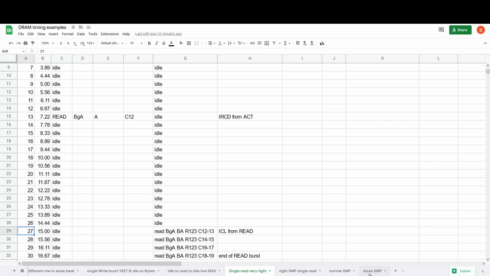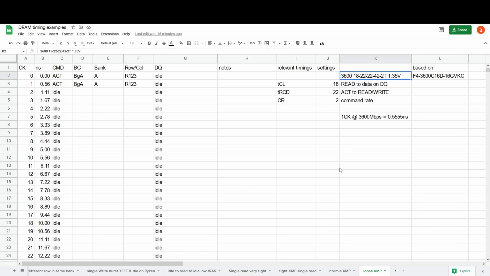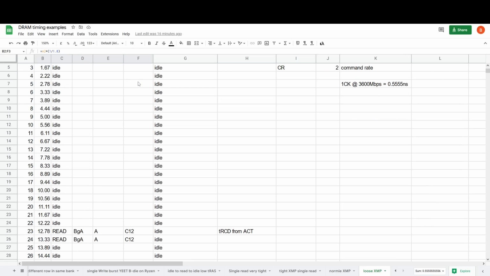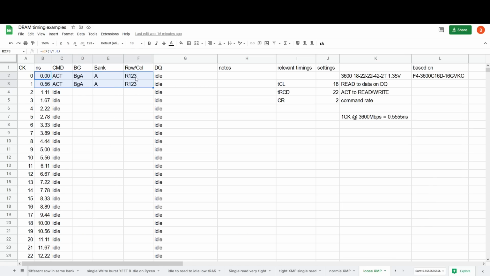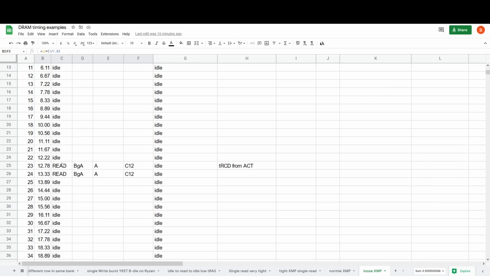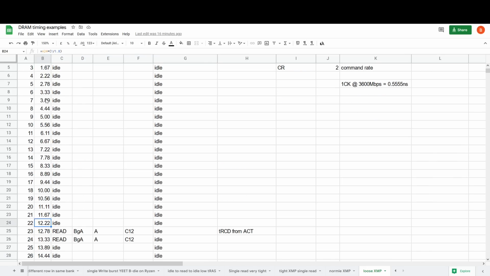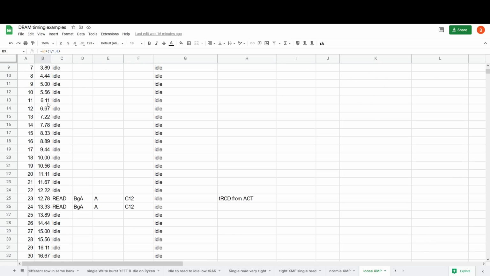And now we get the loose XMP, right? Which is 18, 22 tRCD. It takes a while for anything to happen with this. So we send our activate command, and then the RAM takes its sweet time activating row 123 of bank A, bank group A. So we can only send our read command after about 12.2 nanoseconds, because the command's on 23.